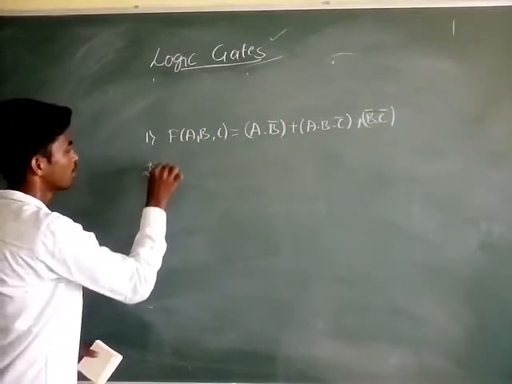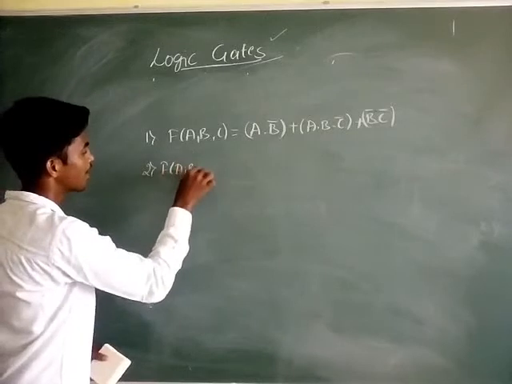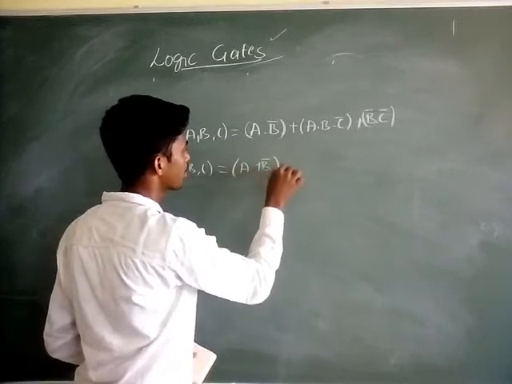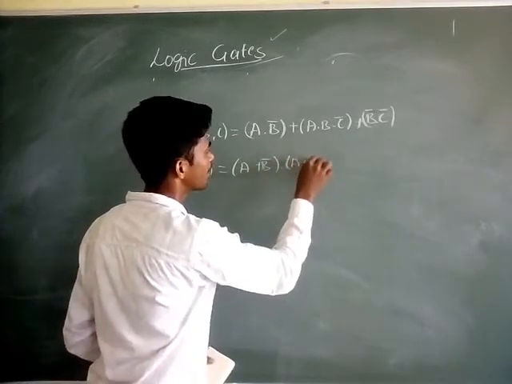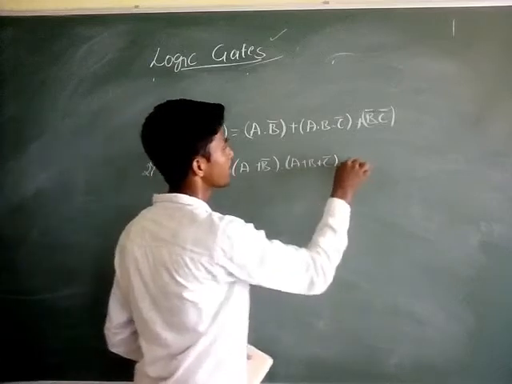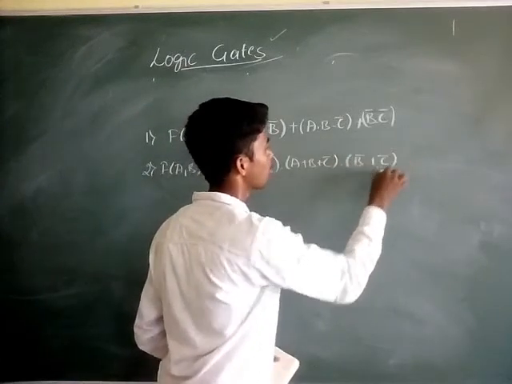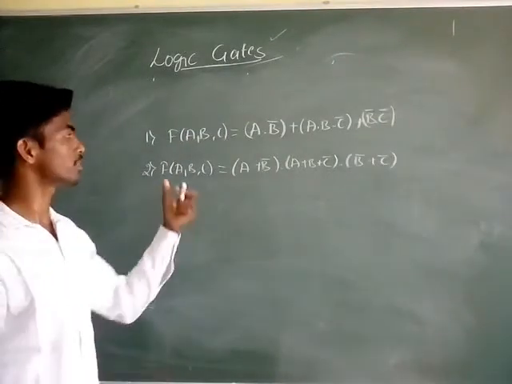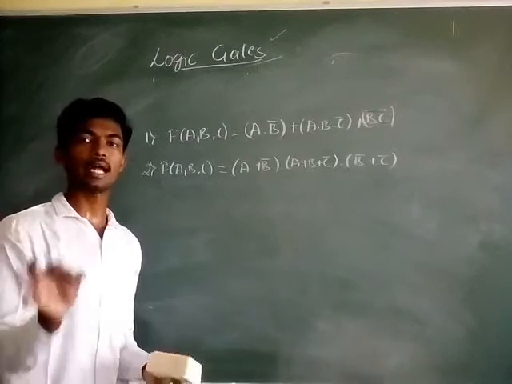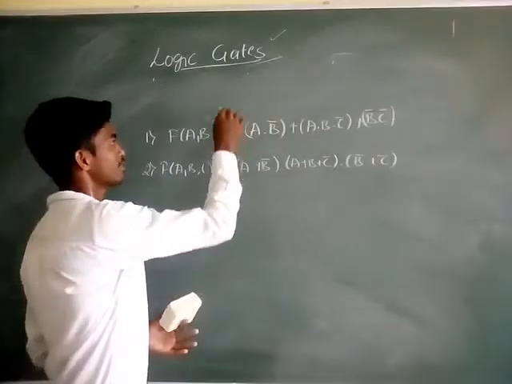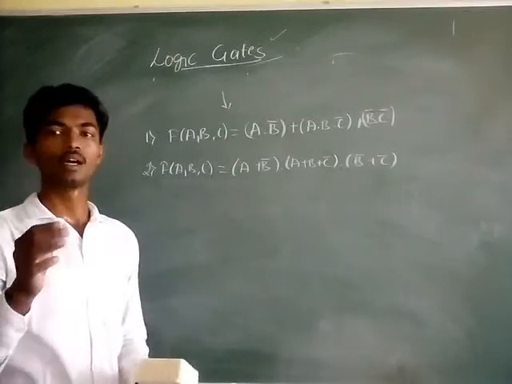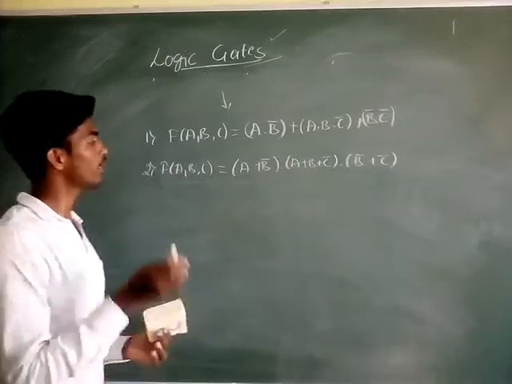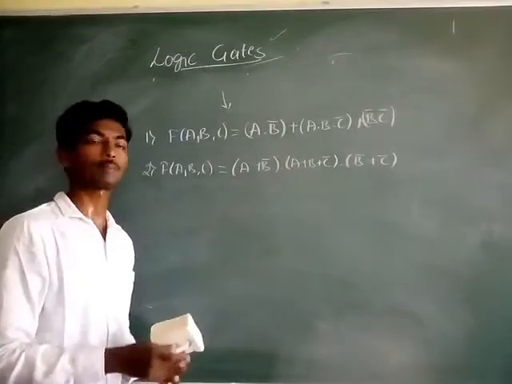Second one, f(a, b, c) is equal to (a + b complement) into (a + b + c complement) into (b complement + c complement). This is the homework for you. You have to design the logic circuits for this one using the NAND and NOR. Wherever it seems to be product of sums, apply the NAND gate. Where it seems to be sum of products, apply the NOR gate.